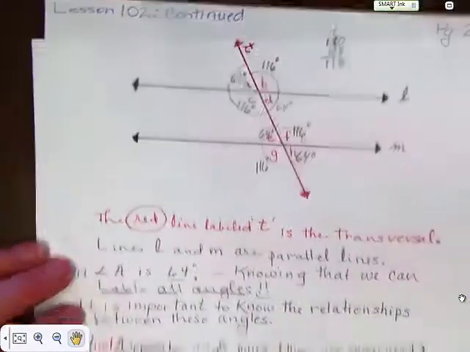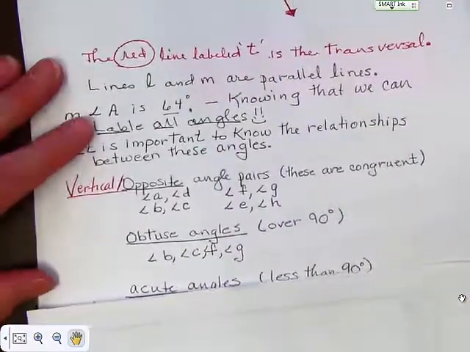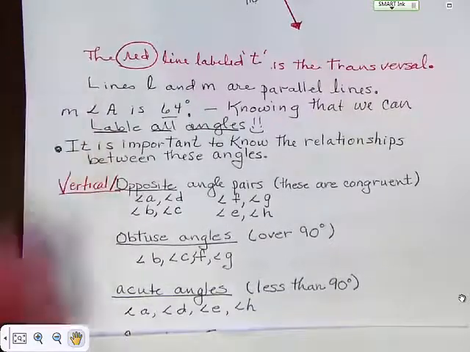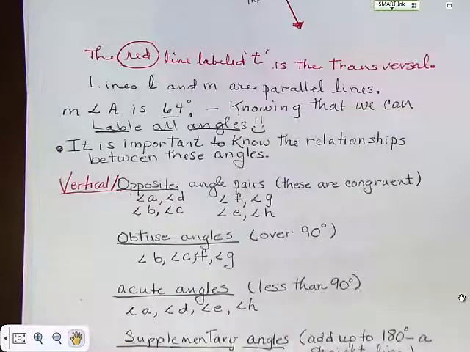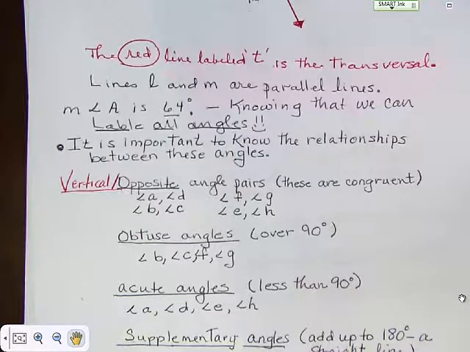Okay, so we have some things to write here. Our obtuse angles, our acute angles, I've already talked about. They're less than 90 degrees: angle A, D, E, and H. We have supplementary angles that add up to 180 degrees, and those are very easy to figure out.